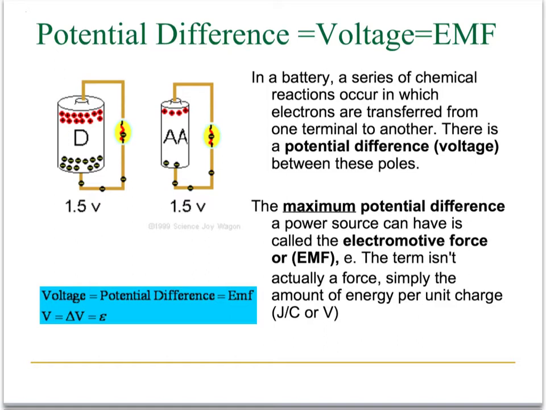Let's briefly review potential difference. In a battery, a series of chemical reactions occur in which electrons are transferred from one terminal to another. There is a potential difference, or voltage, between these two poles. The maximum potential difference a power source can have is called the electromotive force, or EMF. We're going to use an E to symbolize this. Okay, this term isn't actually a force. It's simply the amount of energy per unit charge, which is joules per coulomb, or a volt.